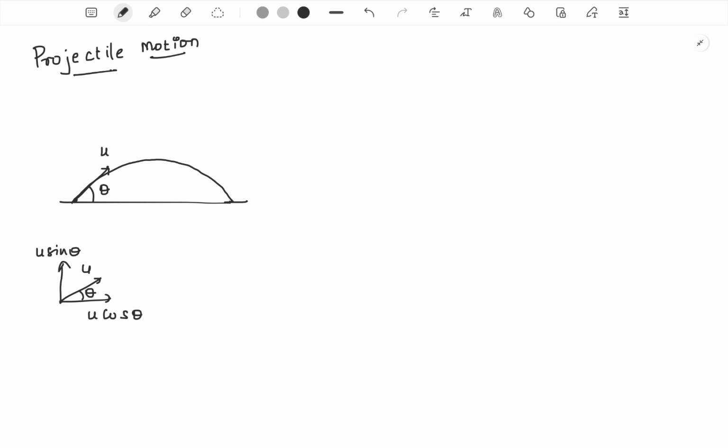And since the body has only acceleration along vertical direction, as we discussed earlier, let's consider x-axis and y-axis like this. In this case, the body only has the y component of acceleration, whereas x component of acceleration is basically 0, because there is no force acting along x direction or in the horizontal direction. So hence x component of acceleration is 0. And y component of acceleration is minus g, it's constant throughout its motion. So we can basically use kinematic equations in this particular case.